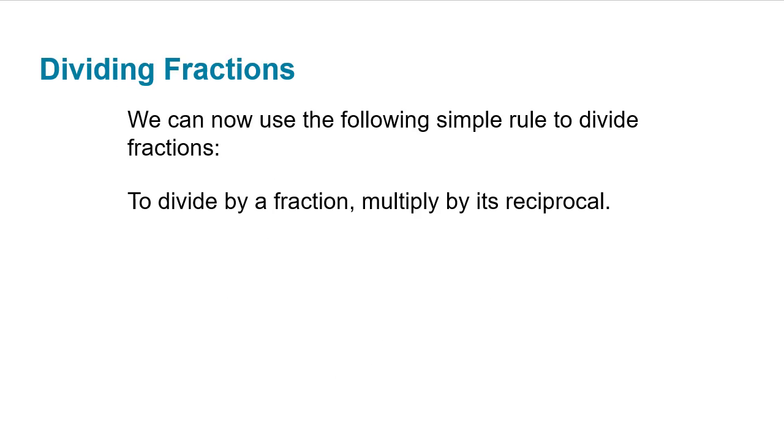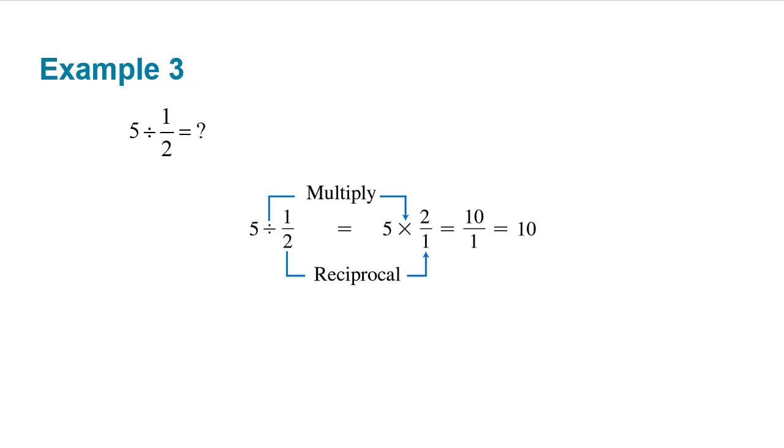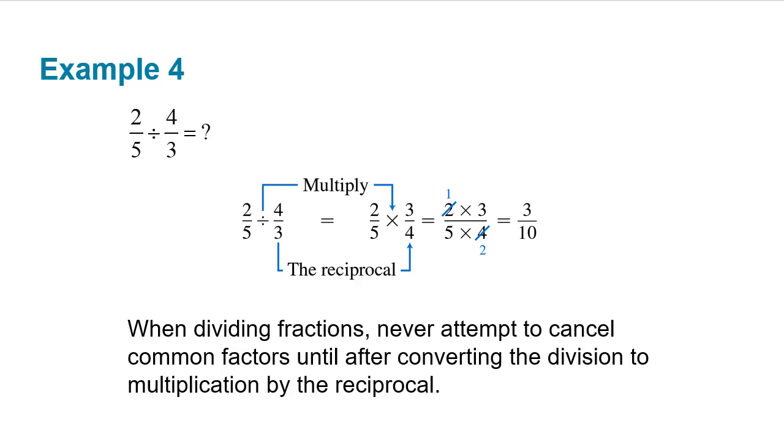All right, so now on to the meat and potatoes, dividing fractions. Well, to divide a fraction, all we do is multiply by its reciprocal, i.e., take that second number, flip it over, and then multiply. 5 times 2 over 1 is 10 over 1, which is 10, right? Here's another example. We're dividing by 4/3, so that's the one that gets flipped, right? And 2/5 times 3/4 is just 2 times 3, which is 6, over 5 times 4, which is 20.